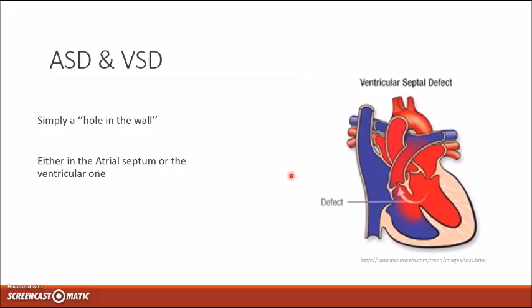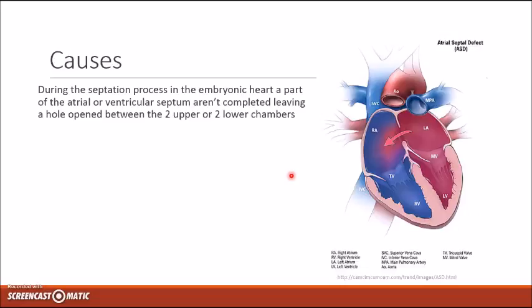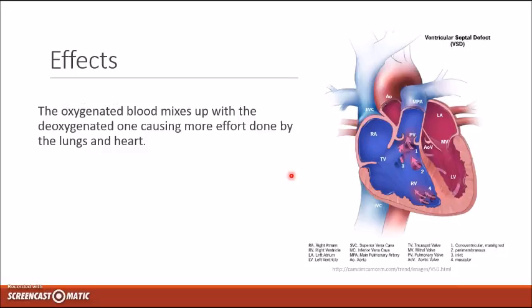In this type of disease, there is a hole. It is not really known why this hole evolved. However, it is there, and it forms a pathway that shouldn't be there in the first place between the chambers. Its effect is that it mixes the deoxygenated blood with the oxygenated blood and vice versa.